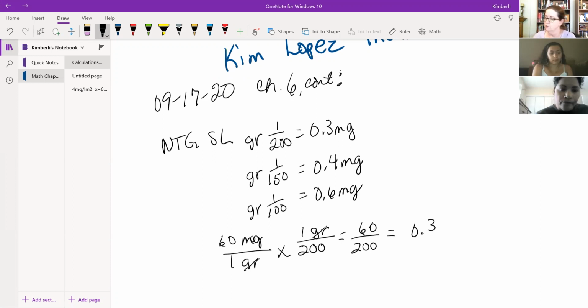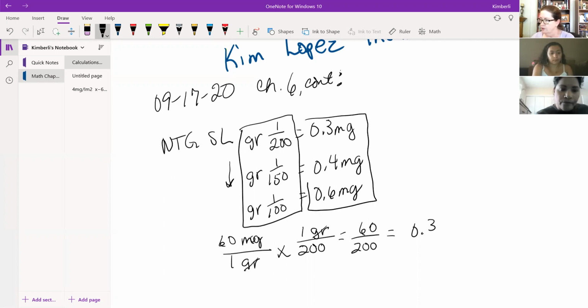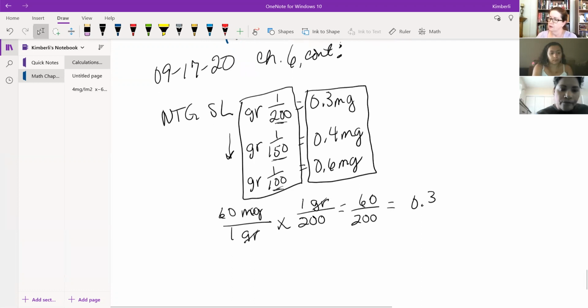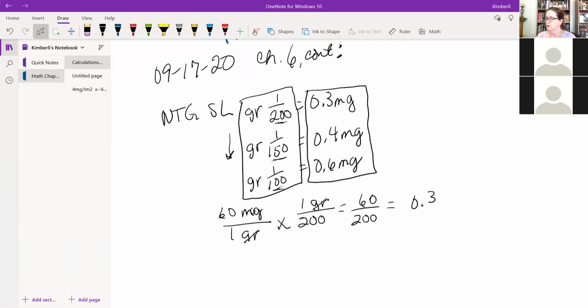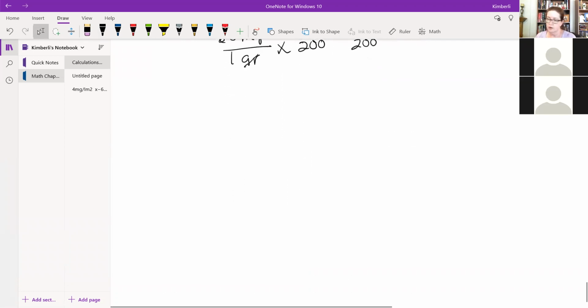So one of the things to remember, these are the 3 strengths, and the number on the bottom gets lower from 200 to 150 to 100. But the milligrams go up from 0.3 to 0.4 to 0.5 because you're dividing by a smaller number, so your answer is going to be larger. Okay, does that make sense? Yes. Okay, good. All right, so that's the nitroglycerin.